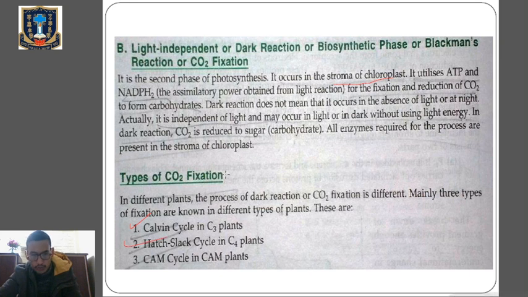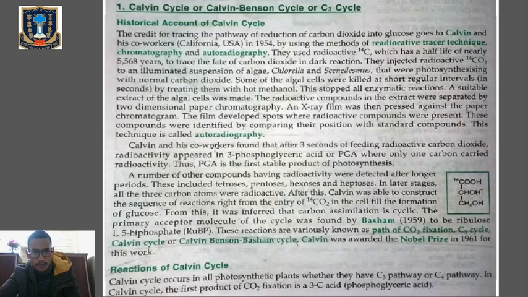So let us begin with the first one, that is the Calvin cycle, or the Calvin-Benson cycle, or C3 cycle. The Calvin cycle or the C3 cycle was mainly discovered by Calvin and his co-workers.